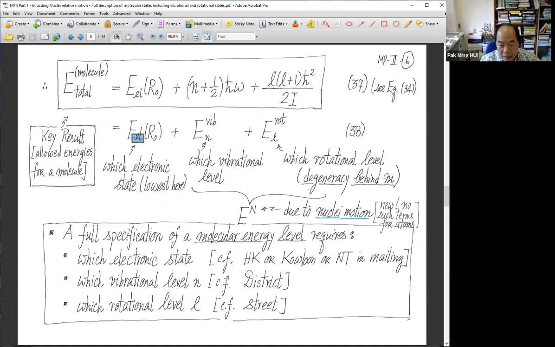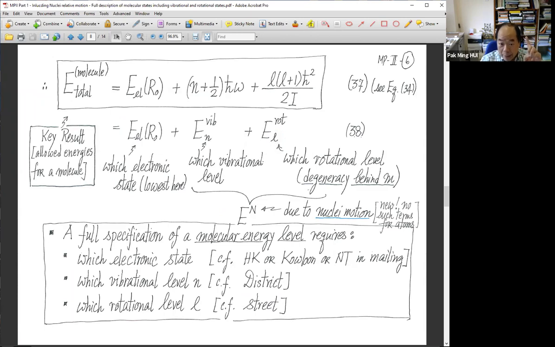The second thing is that it's like, after you say it is New Territories, you still need to say Sha Tin, okay? And then you say Department of Physics, CUHK, okay? Therefore, to fully address a place, you need several things. To fully address the energy of a molecule, you need to tell us what is this term, what is the vibrational state, what is the rotational state, okay?